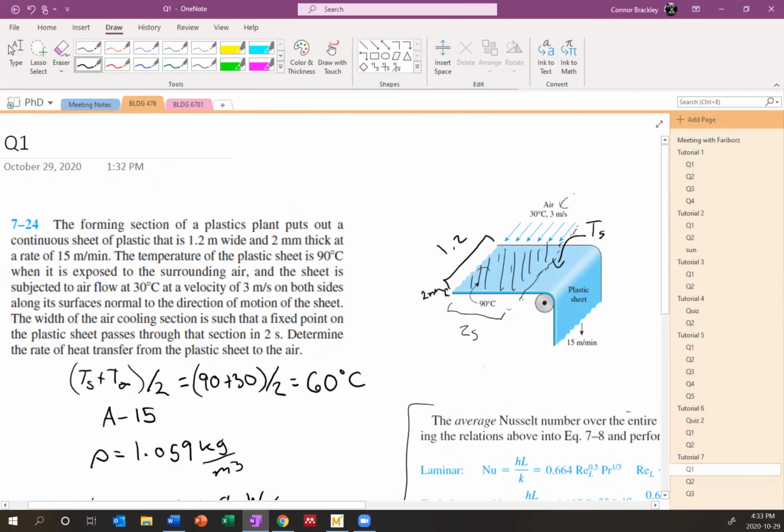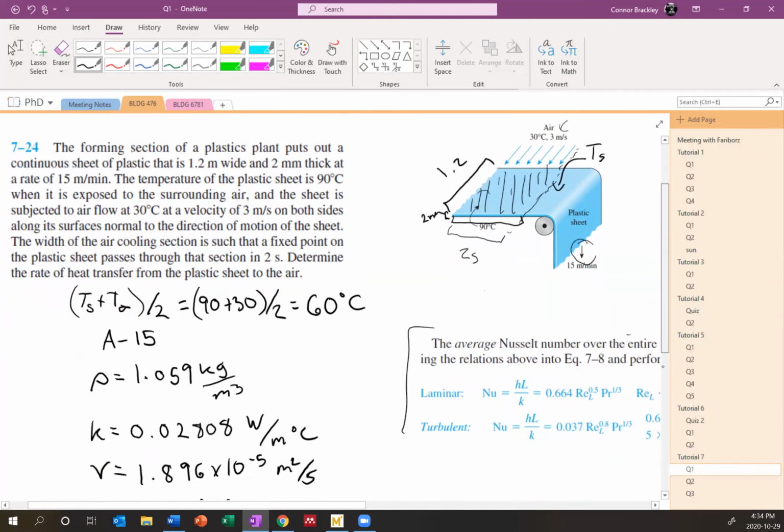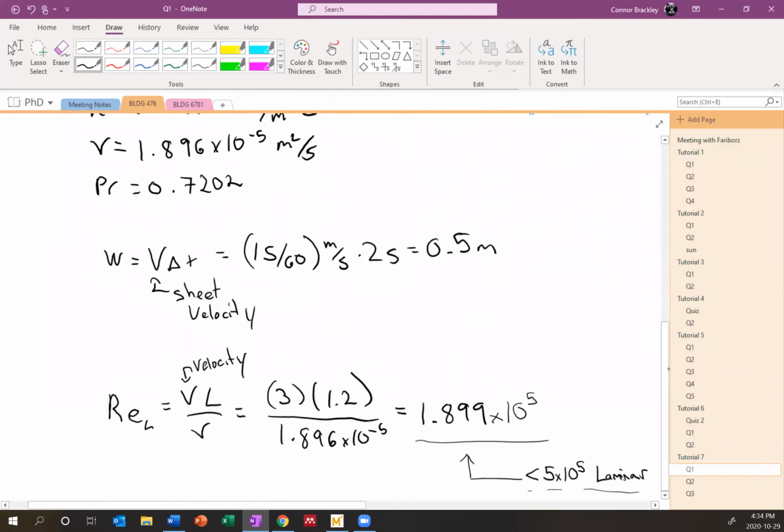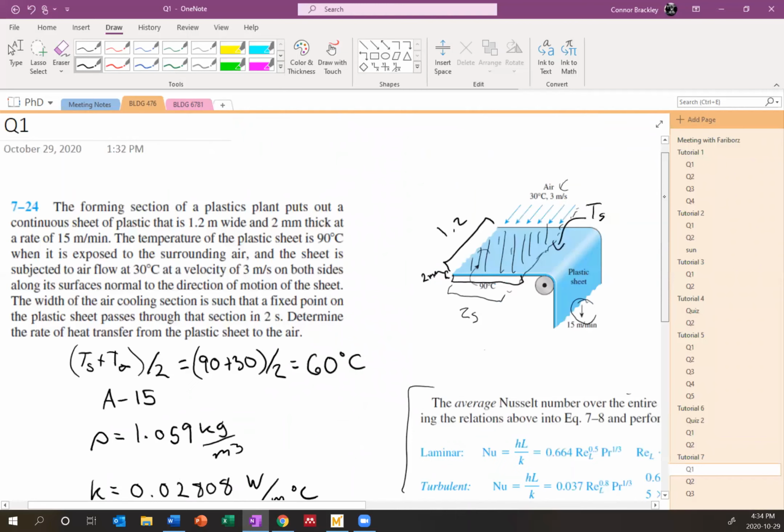Yeah. So this question's maybe a little confusing because there are a couple of different speeds. There's the 15 meters per minute. This is the rate at which the sheet is moving through. And that's only important because we also know that it's exposed for 2 seconds, and so eventually we'll need the area. We use that to figure out how wide this is. So that was our first velocity. And then our second velocity, because this is now talking about the flow, is the airflow.